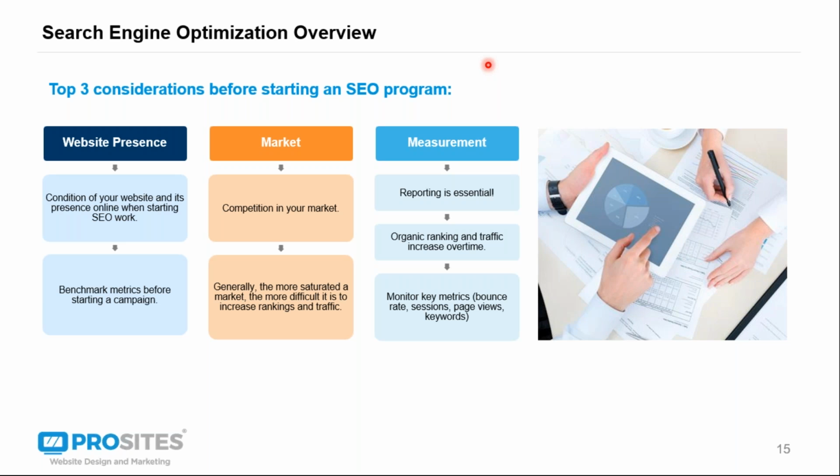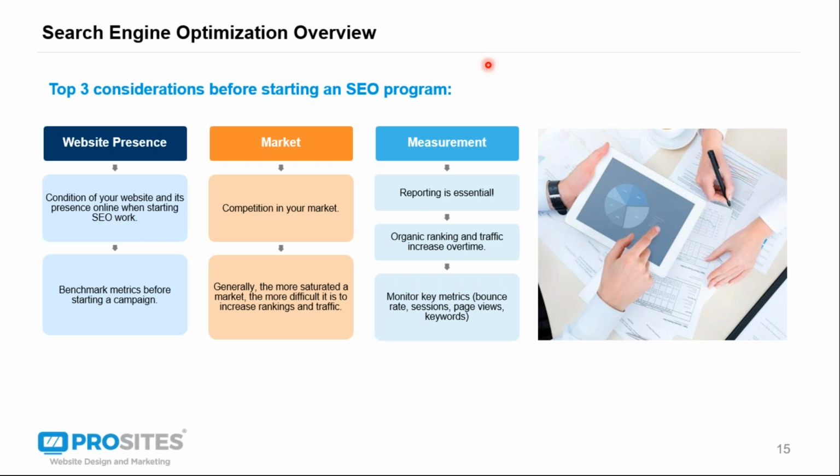Also, some considerations before starting an SEO program. So I know that if you look at the person down the street that's ranking well and you are not, it's very easy to look at their site and think, oh, it's almost exactly the same as mine. Why am I not ranking?